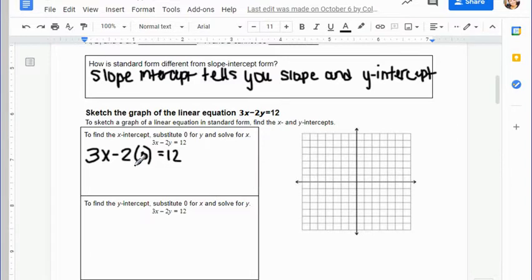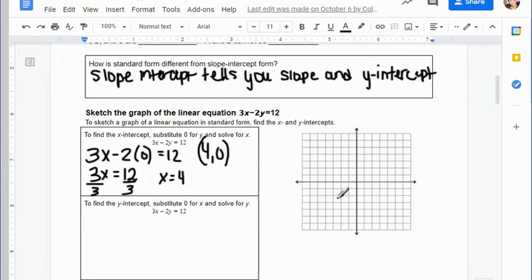So I'm going to solve this now. I've got 3x, and what is negative 2 times 0? 0. I don't have to put plus 0. There's no point in that, but it will still equal 12. My last step is to divide by 3 on both sides, and that's going to tell you what x equals. So what would x be? Okay, so we know when x is 4, we had a y of 0. That is your x-intercept. That's a fancy way of saying this is where my line crosses my x-axis.